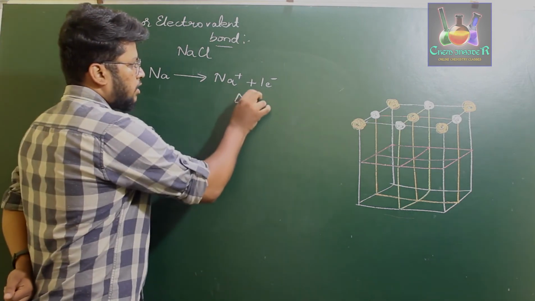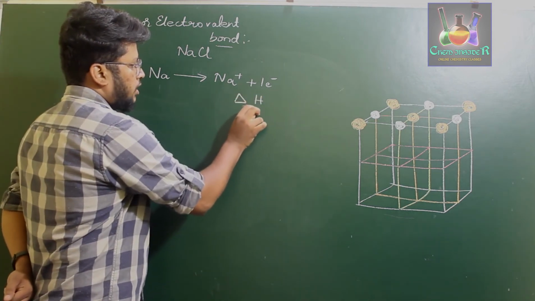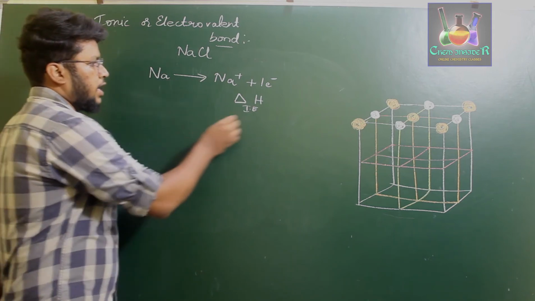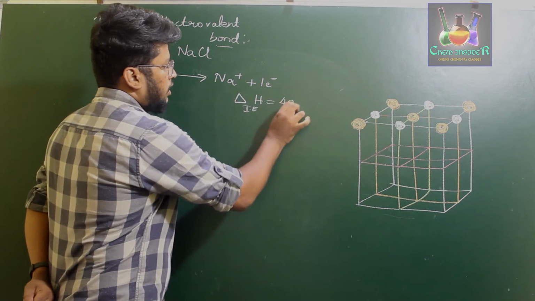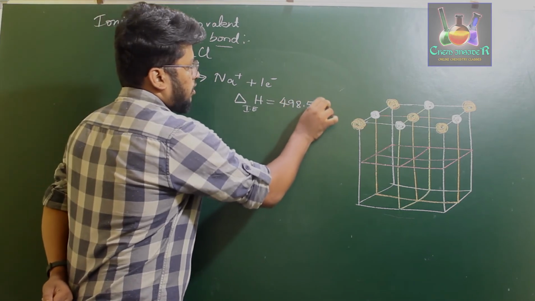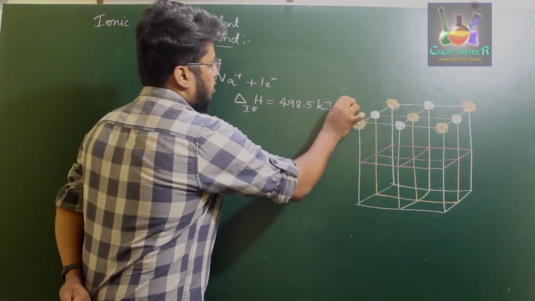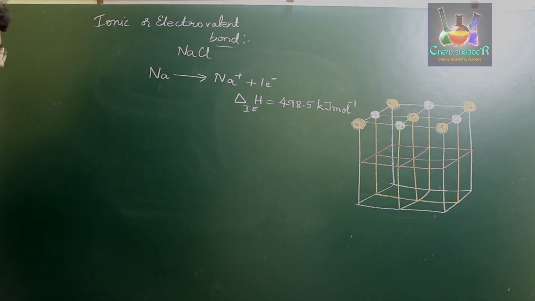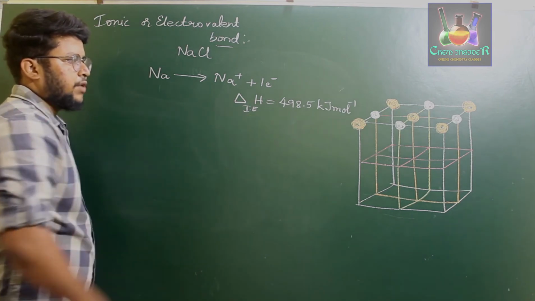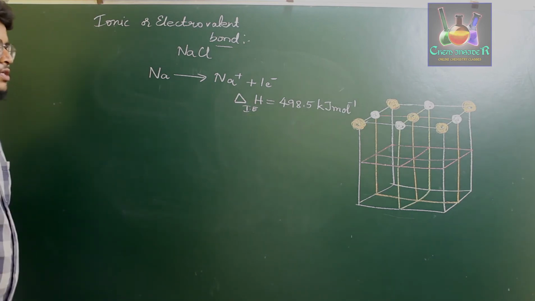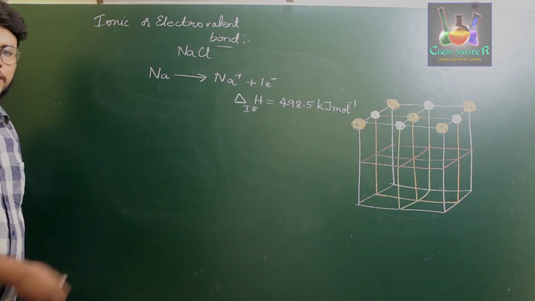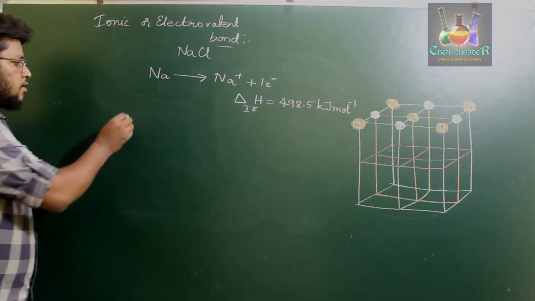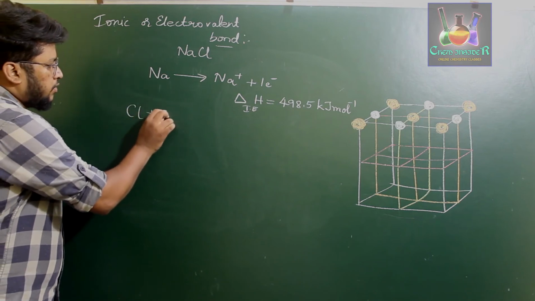The ionization enthalpy, delta H, of this reaction is found to be 498.5 kilojoules per mole. The energy required to ionize sodium to its respective sodium ion is 498.5 kilojoules per mole, because, as we know, ionization enthalpy is an endothermic reaction, so there will be a positive sign of delta H.